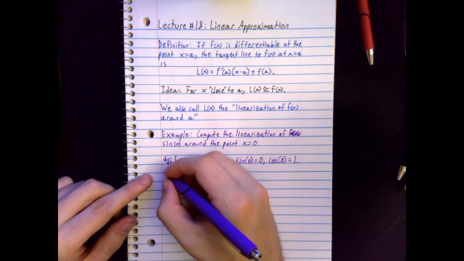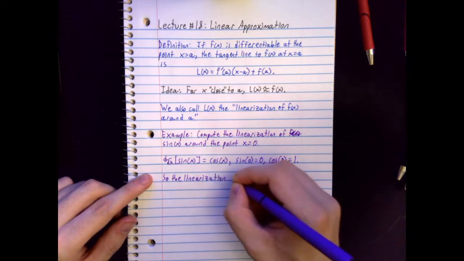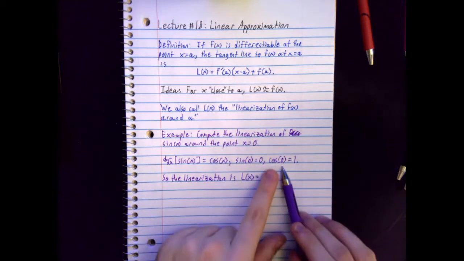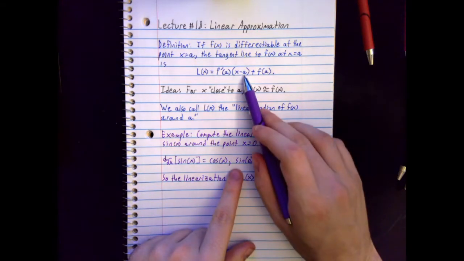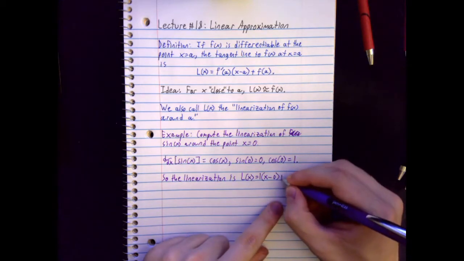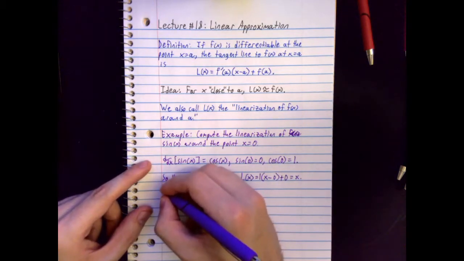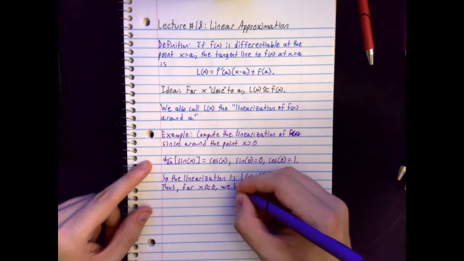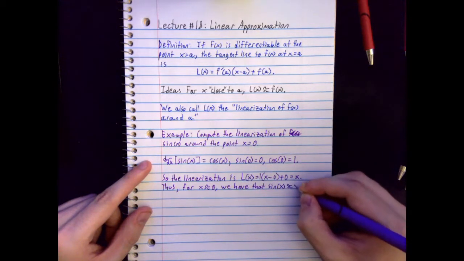And so the linearization is, well, L of x equals the derivative evaluated at 0. So the derivative here evaluated at 0 is going to be 1, so I won't even write that. And then I have x minus, well, my point a, which is 0, or maybe I will write this, 1 times x minus my point, 0, plus the function evaluated at 0, so 0. And this is just x. Thus, for x approximately 0, we have that sine of x is approximately x.